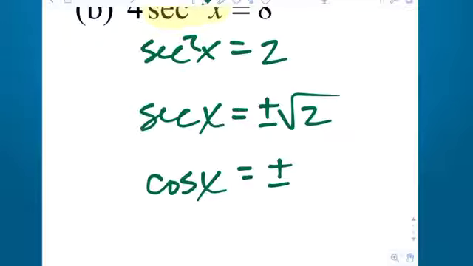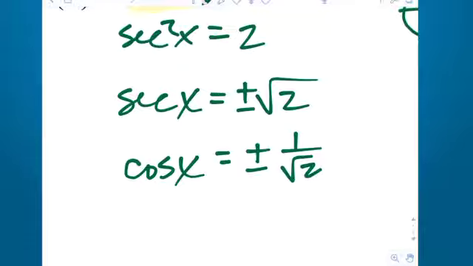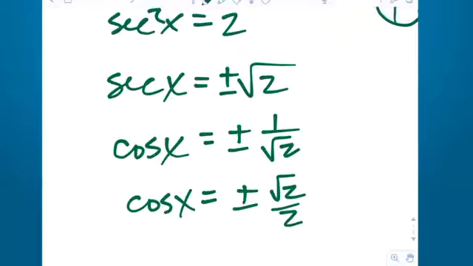Yeah, 1 over the square root of 2, just the reciprocal of that, which when you rationalize it, of course, is what you said, square root of 2 over 2. So that works great if you have secant, cosecant, or cotangent equal to something. Flip both sides, put it in terms of a sine, cosine, or tangent, which is a little bit easier for us.